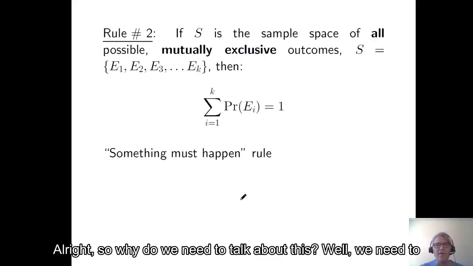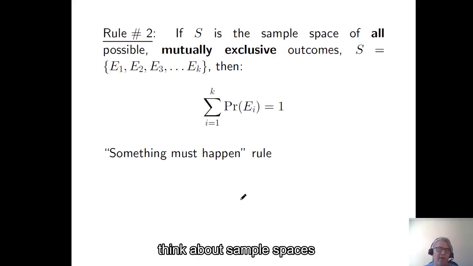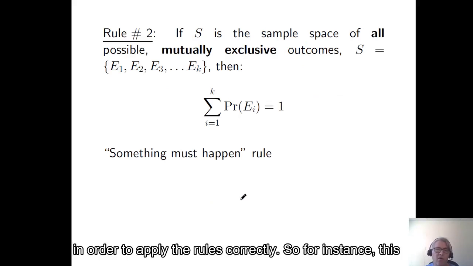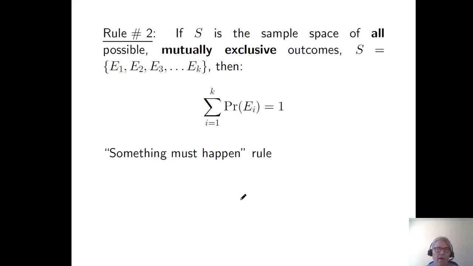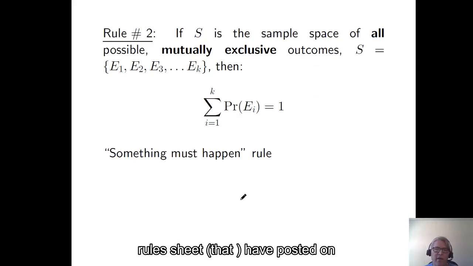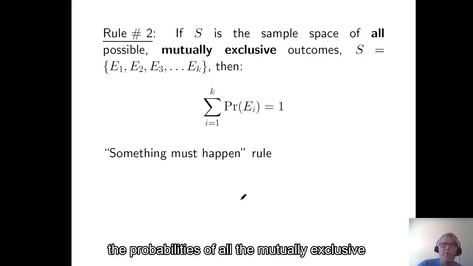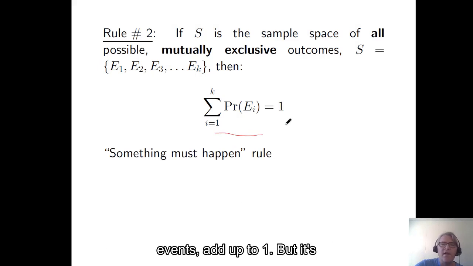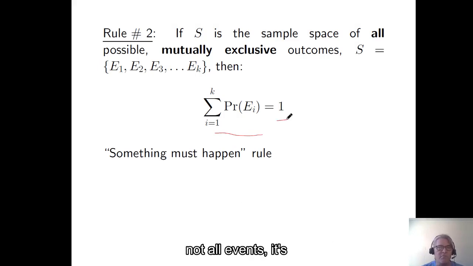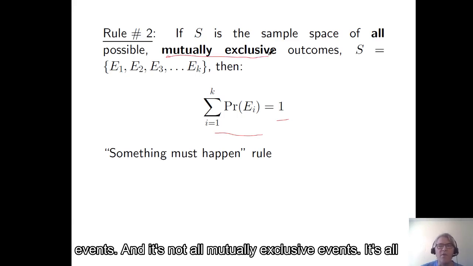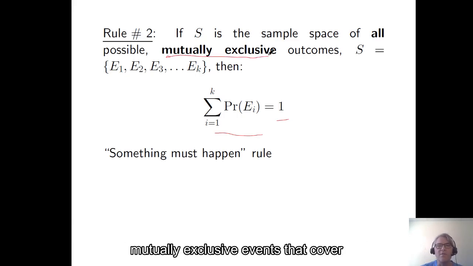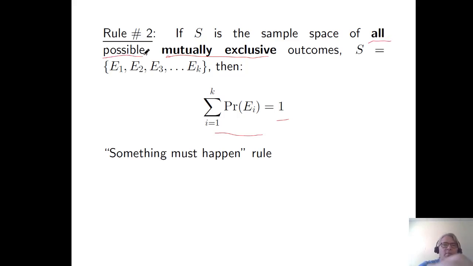All right, so why do we need to talk about this? Well, we need to think about sample spaces in order to apply the rules correctly. So for instance, this next rule in the probability rule sheet that I've posted on Canvas is that the probabilities of all the mutually exclusive events add up to 1, but it's not all events, it's all mutually exclusive events, and it's not just all mutually exclusive events, it's all mutually exclusive events that cover the entire possible sample space.